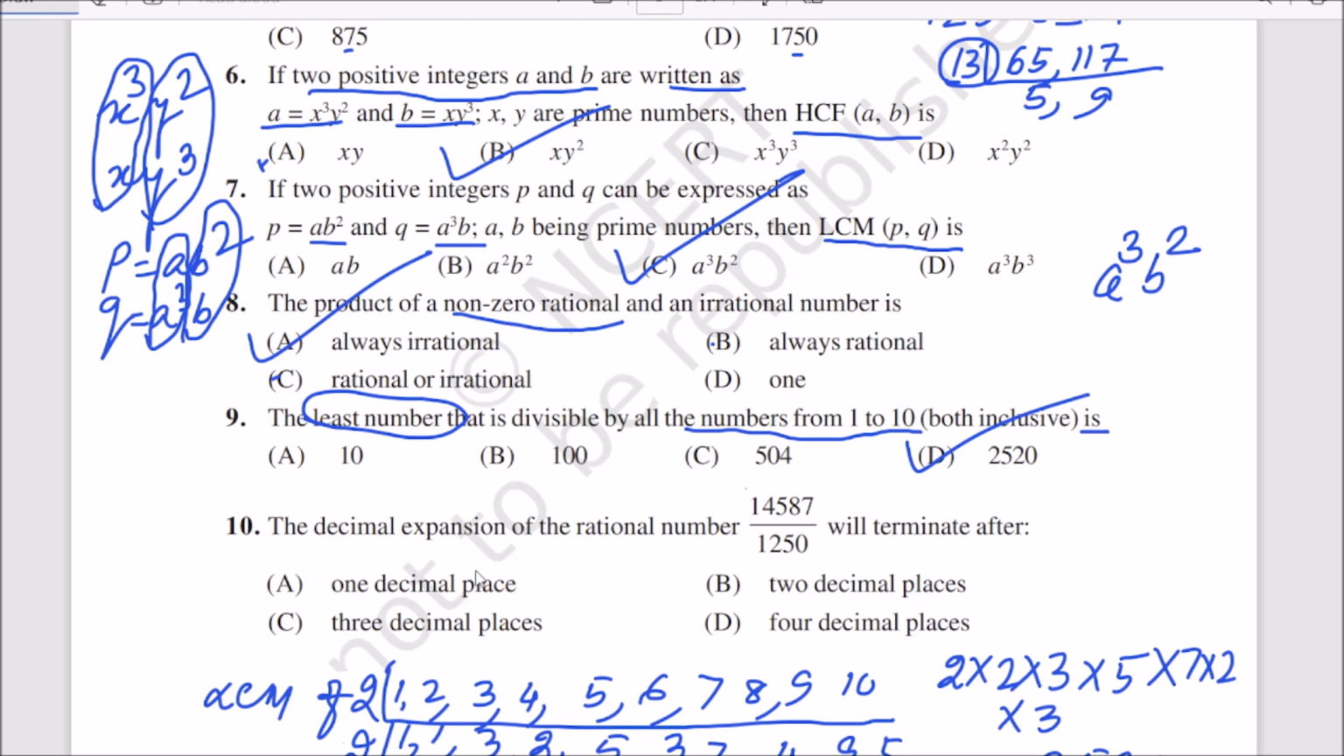Question 10. The decimal expansion of the rational number 14587 by 1250 will terminate after 1 decimal place, 2 decimal places, 3 decimal places or 4 decimal places.